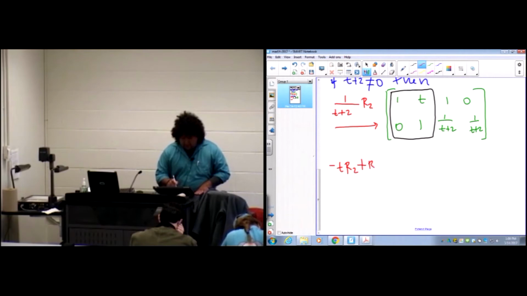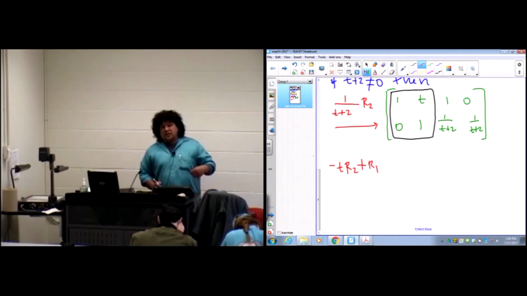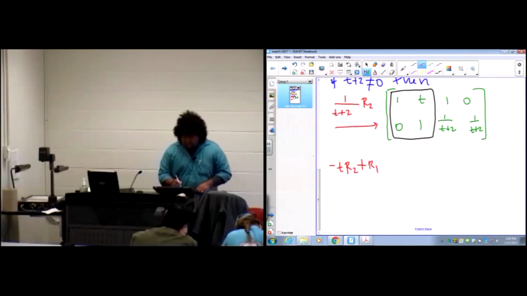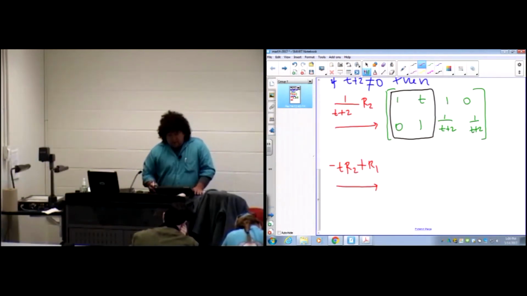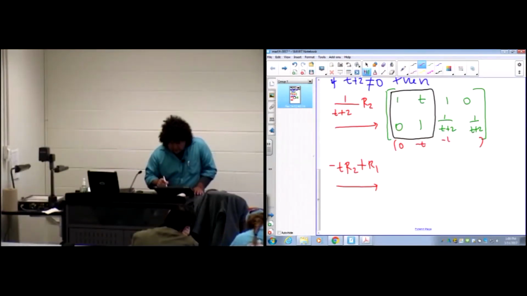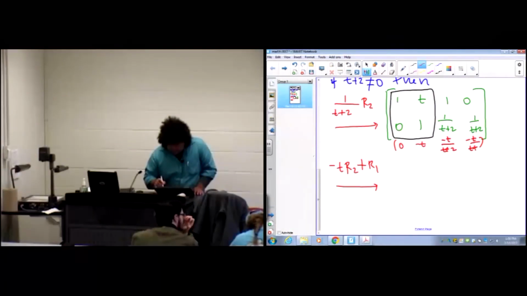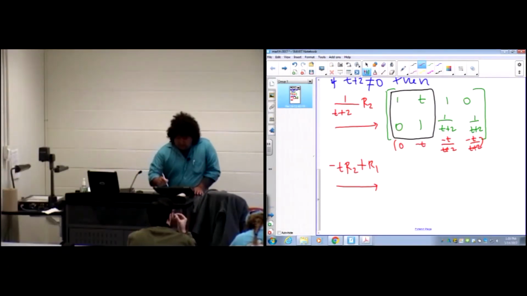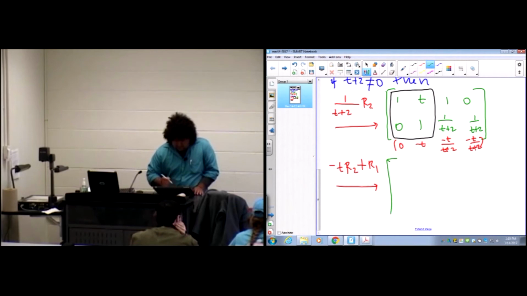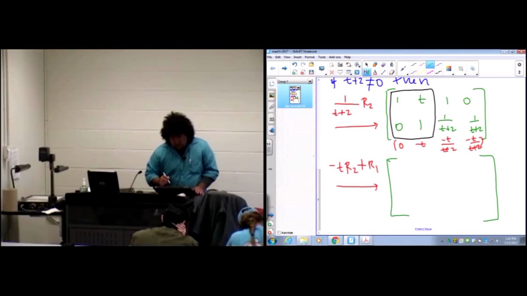Okay, so which means that here, 0 plus 1, I'm substituting. The second row stays exactly as is, so I'm going to write 0, 1, 1 over t plus 2, 1 over t plus 2. And now the first row is going to be substituted, so 0 plus 1 is 1, minus t plus t is 0, which is exactly what I wanted, and then this number plus 1, here I have 1 minus t over t plus 2, and then 0 plus that number is minus t over t plus 2.